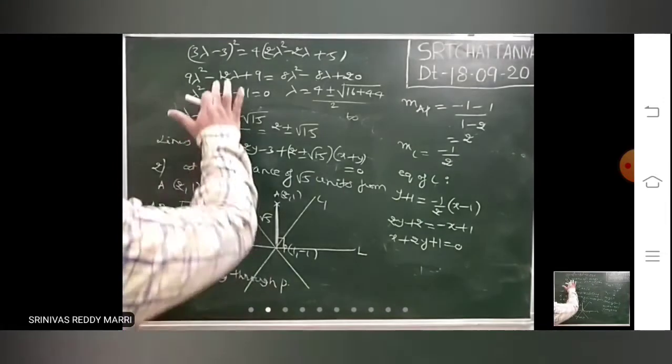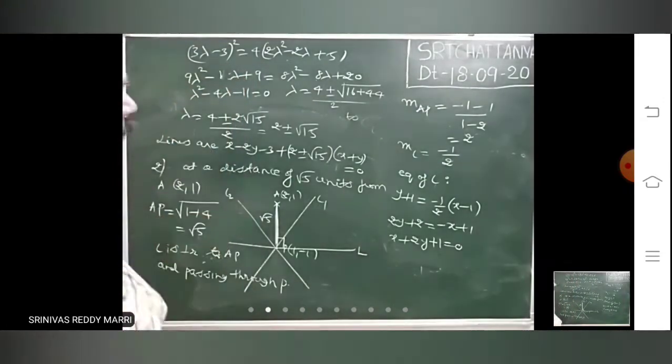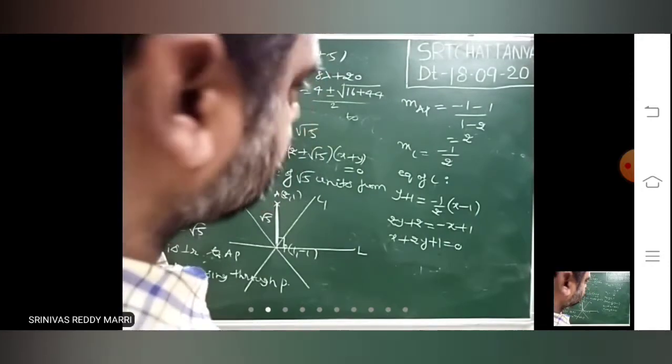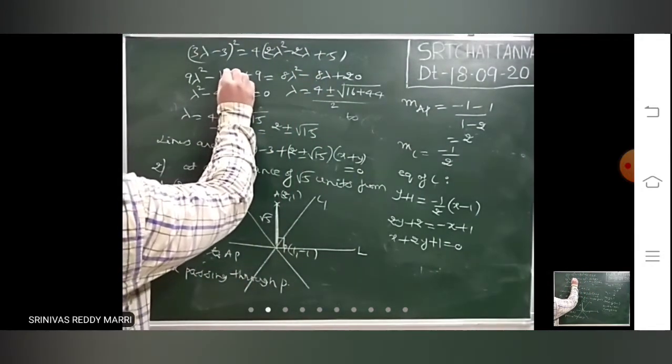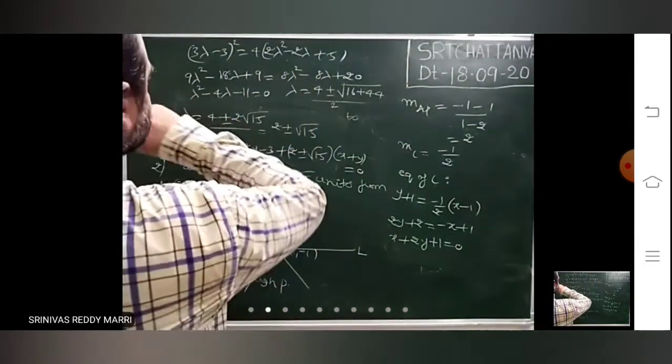18 lambda కదా. 18 right. 18 lambda correct.